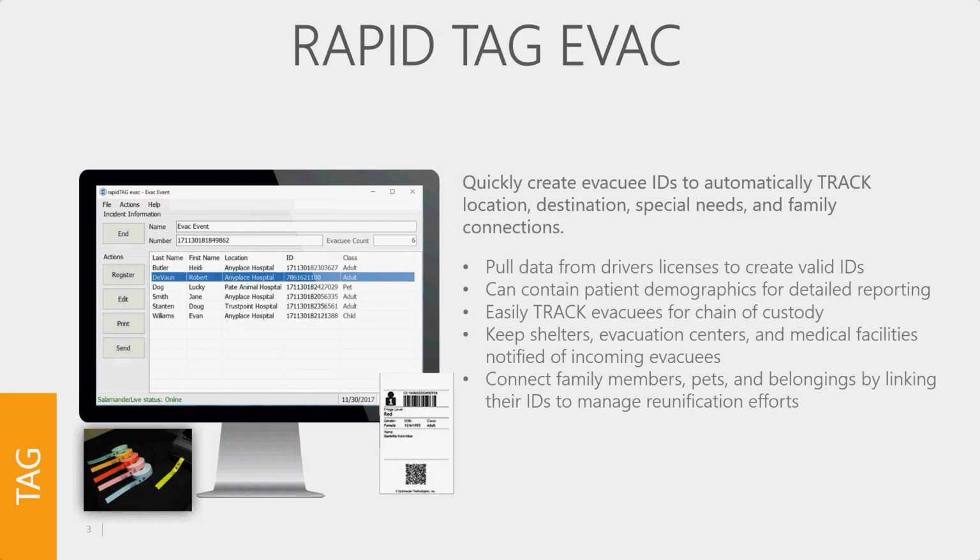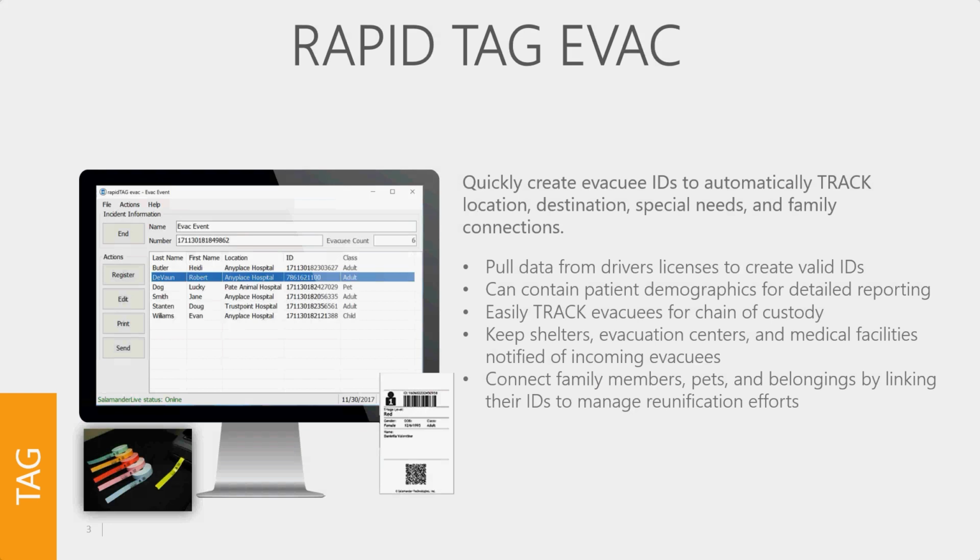Our next solution is Rapid Tag EVAC. As you saw, where Rapid Tag is meant for everyone going into an incident or event, Rapid Tag EVAC is for those that are coming out of the event or the incident. This is normally used and set up at pods, at shelters, and med tents to credential and count patients or evacuees.